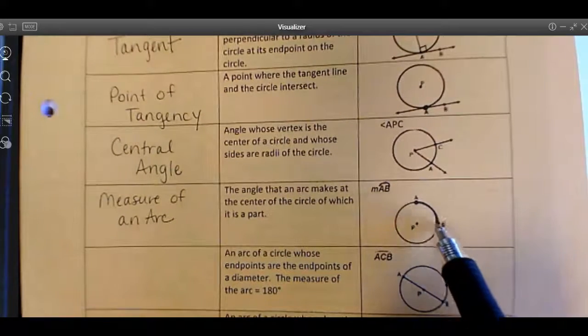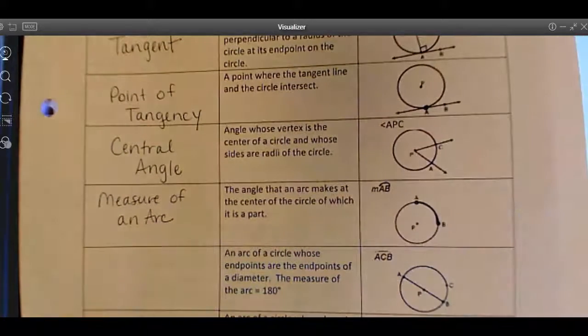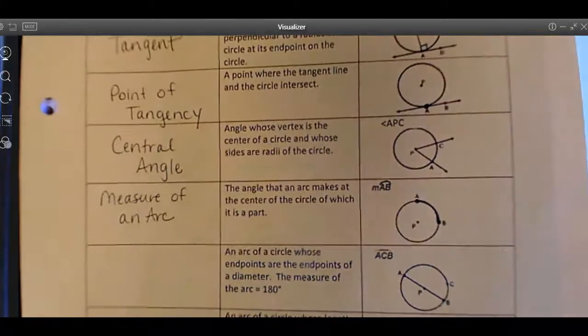Because this thing right here is called an arc. An arc is just that curvy part of the circle. And if we want the measure of an arc, we're wanting to know how much it turns, kind of like an angle. Okay?